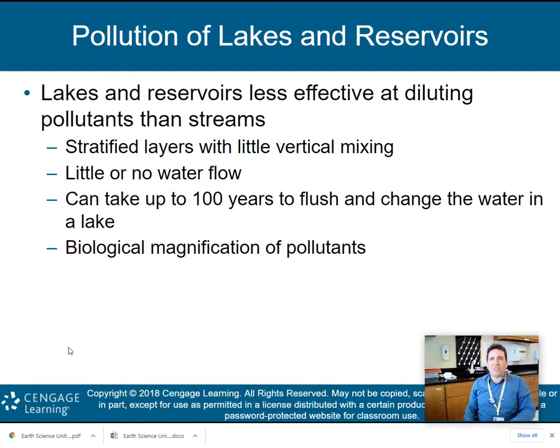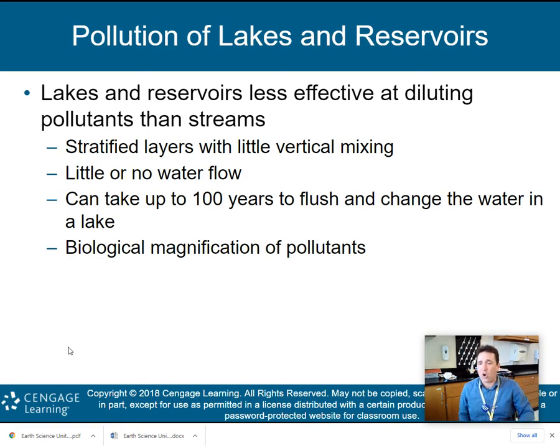All right, pollution of lakes and reservoirs. That was just about rivers. Now we're going to talk about the pollution of lakes and reservoirs. Lakes and reservoirs are less effective at diluting pollutants than streams. Why? Because they're not moving. The water is basically stationary. Moving water tends to clean itself up. Stationary water doesn't. So you get stratified layers with little vertical mixing. With little or no water flow, it can take up to 100 years to flush and change the water in a lake.